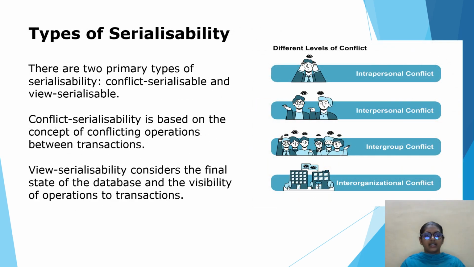Types of serializability. There are two primary types of serializability: conflict serializable and view serializable. Conflict serializability is based on the concept of conflicting operations between transactions. View serializability considers the final state of the database and the visibility of operations to transactions. Different levels of conflicts are intrapersonal conflict, interpersonal conflict, intergroup conflict, and interorganization conflict.